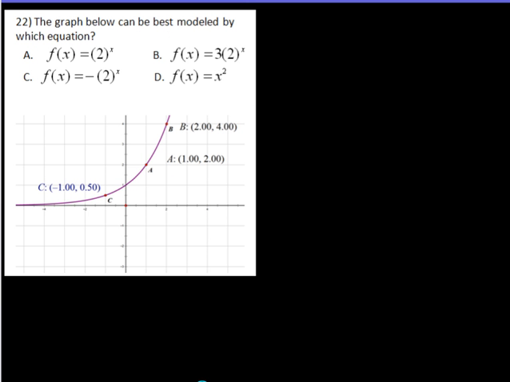The graph below can be best modeled by which equation? Okay, so we're back to exponential equations, right? You know, we haven't even messed with quadratics. We've seen them before, x squared, but we really haven't talked a lot about graphing them. Okay, and so that's probably out, just logically speaking.